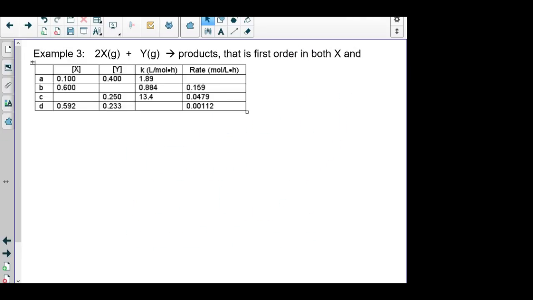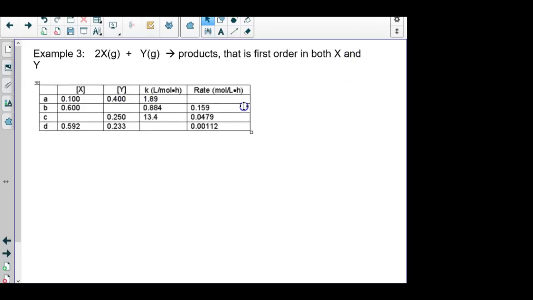Okay, on to example 3. Here we have 2X gas plus Y gas equals products. What is it? That is 1st order in both X and Y. And I don't know why my Y is off my screen, but let's fix that. I probably have it covered up.